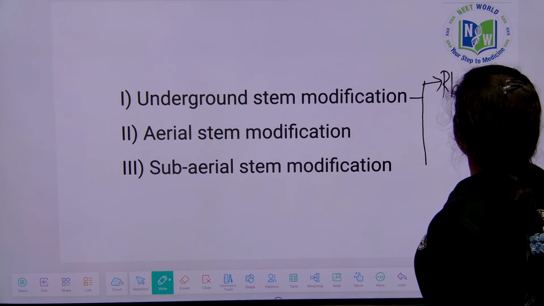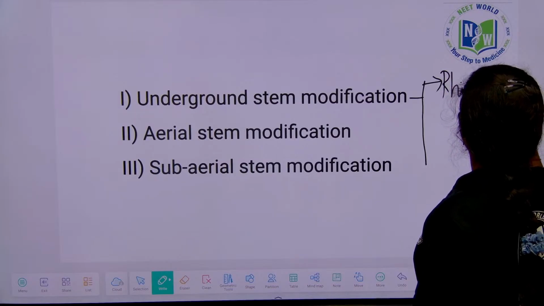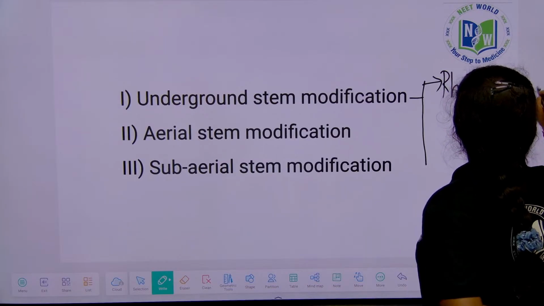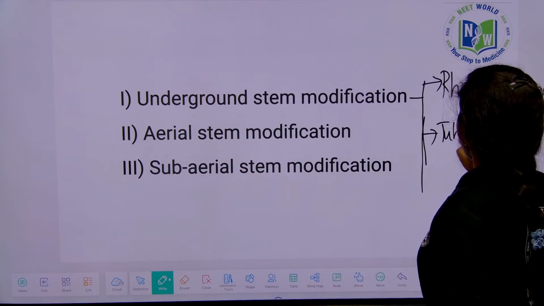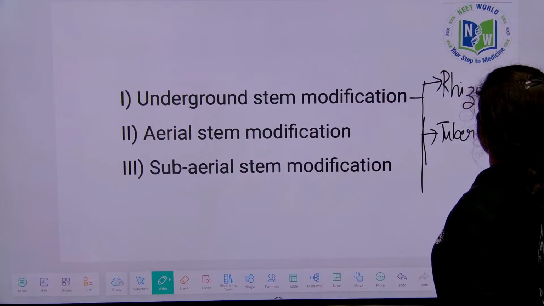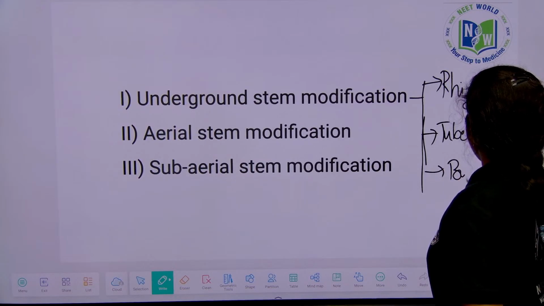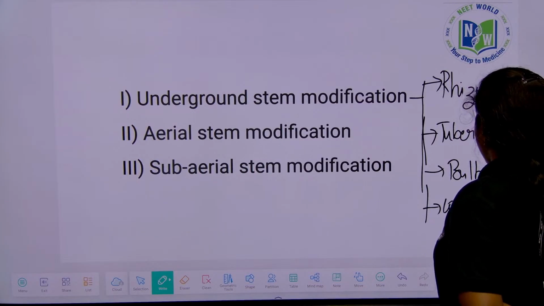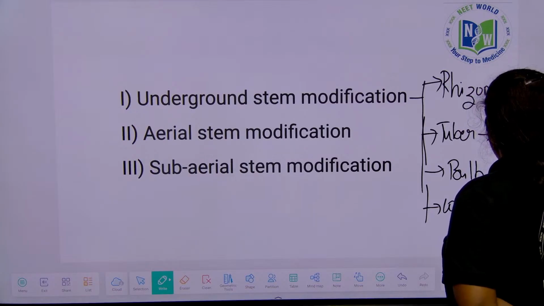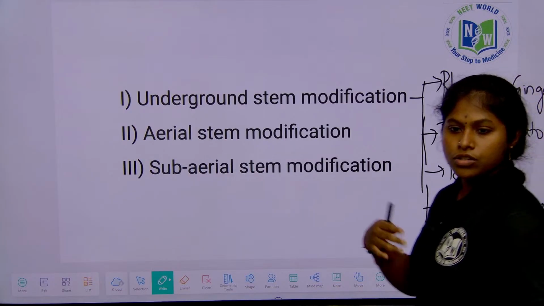Rhizome, ginger. Tuber, potato. Bulb, onion. Corm, colocasia, Amorphophallus. These are examples for the storage of food.